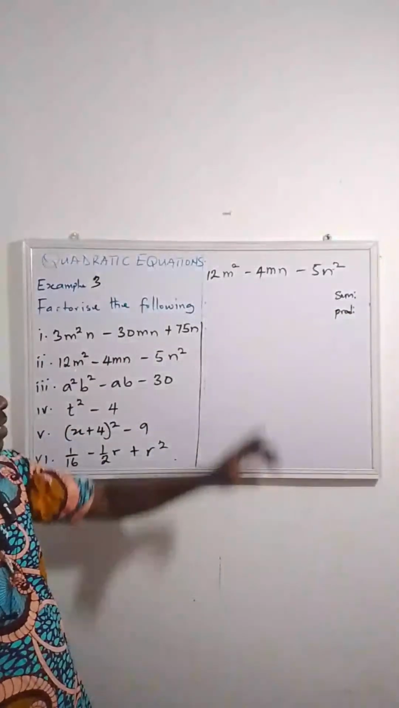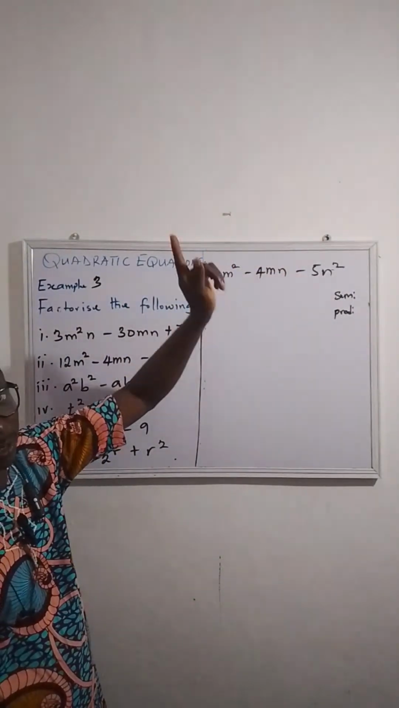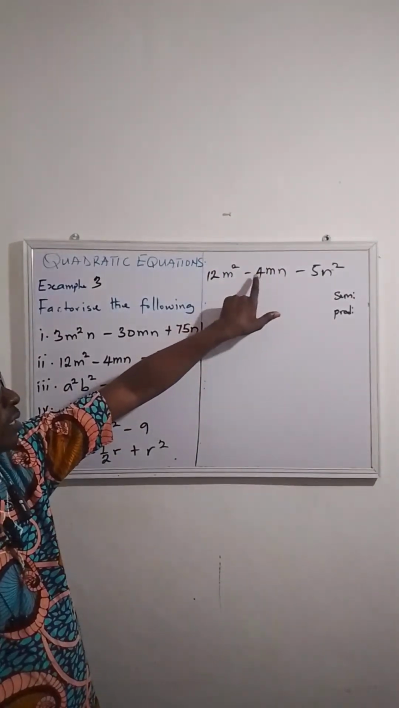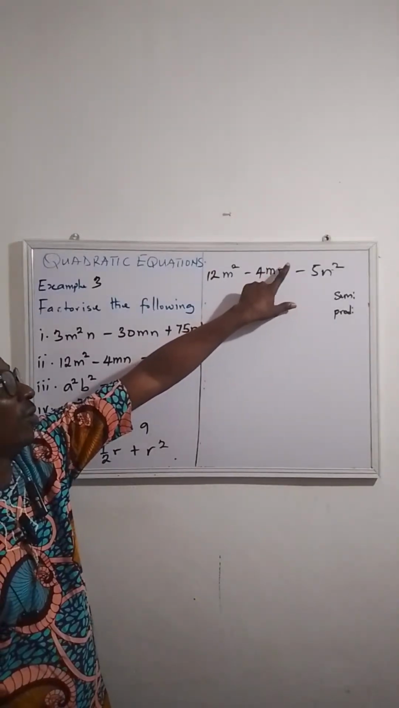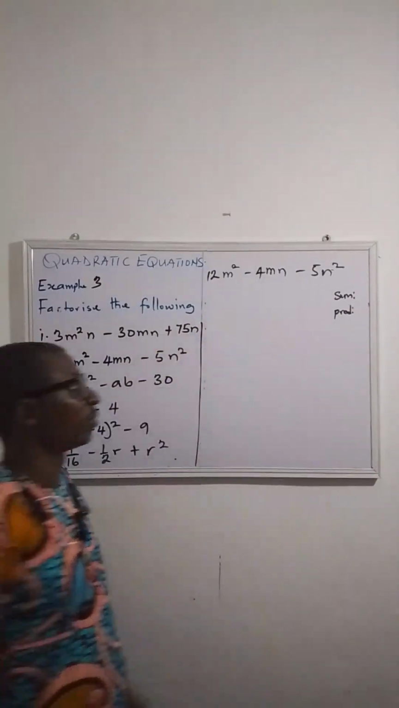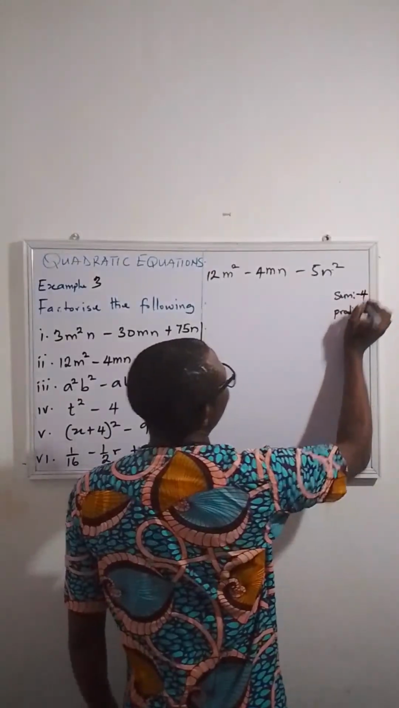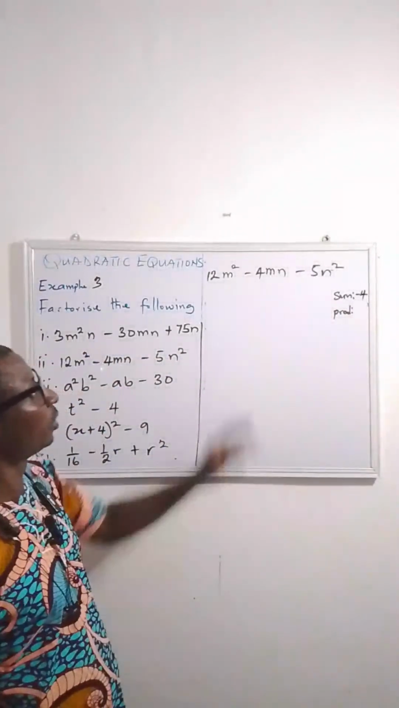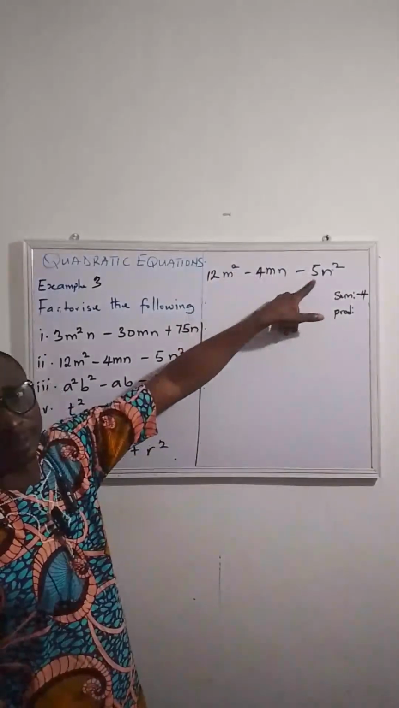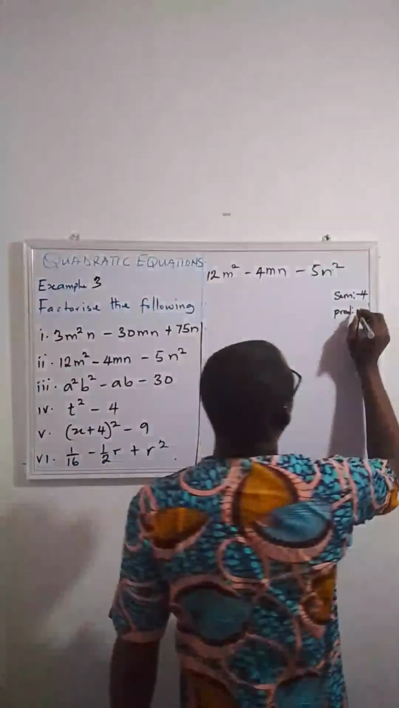Now the sum in this case is the coefficient of mn, like the ones we have been doing before, which is just only one variable. This time around now we have two variables. This one has a power of 1, so the coefficient of it is going to be -4, and that is the sum. Now, what is going to be the product? The product is going to be the multiplication of this and this. So use 12 to multiply -5. That gives you what? That's -60, right?